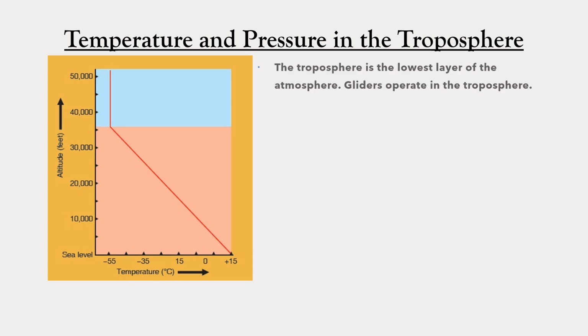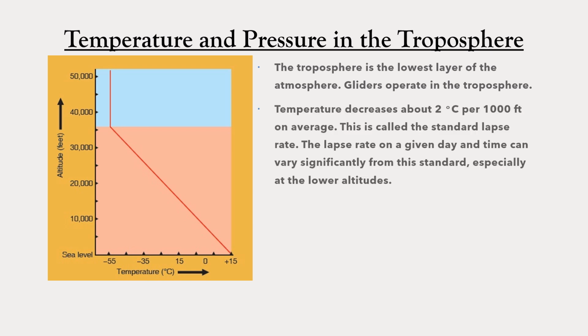So in our gliders, we fly in the lowest layer of the atmosphere, which is called the troposphere. Each different layer of the atmosphere has sort of different properties. And the troposphere is the one that we care about. The temperature in the troposphere tends to gradually decrease with altitude.